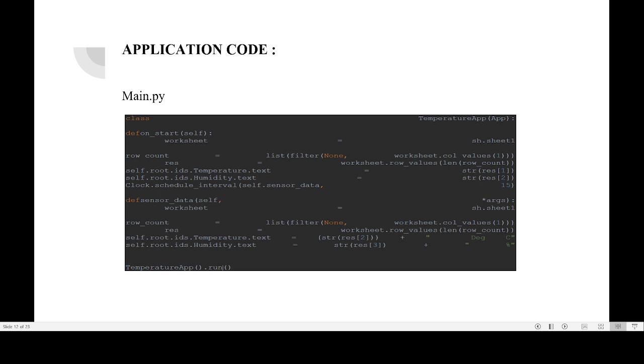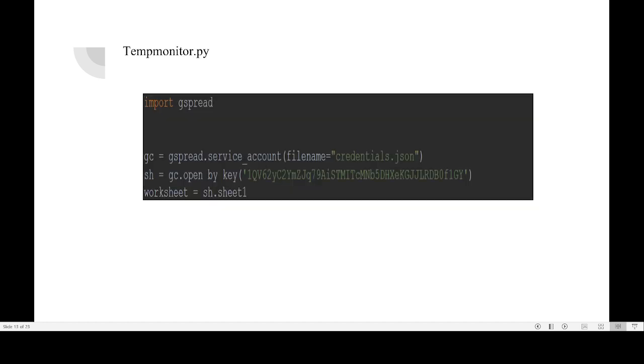So in this code, the temperature and humidity text are known as a self-root identity system. In this case, the self-root identity systems are two. One is the temperature and humidity sensor. For the Google spreadsheet, for monitoring temperature in code, the Google spreadsheet of the code is imported.